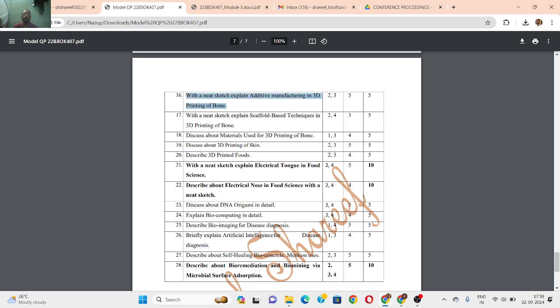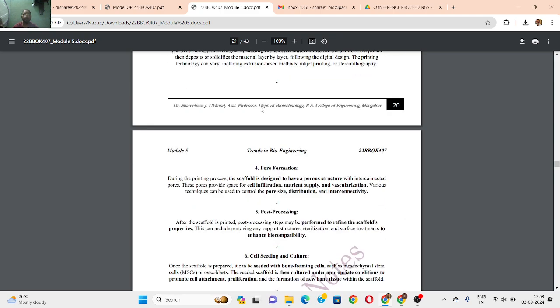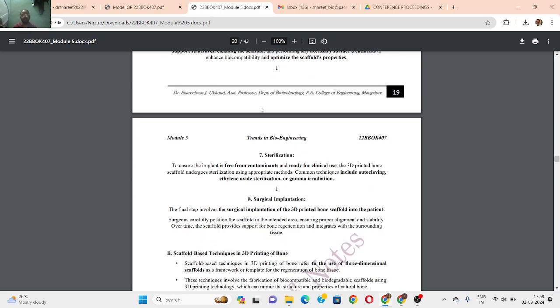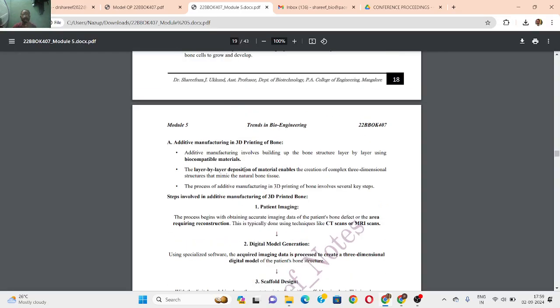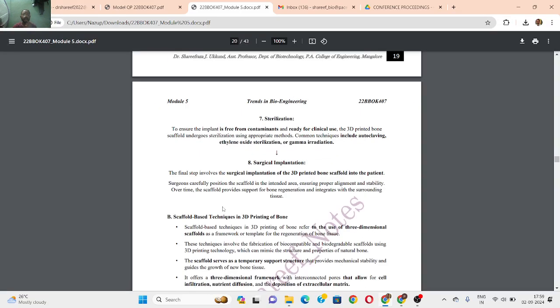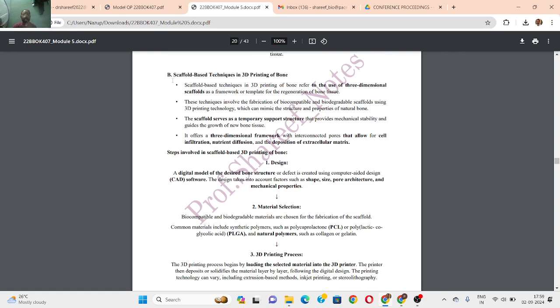For example, additive manufacturing in 3D bioprinting. In that we have additive, scaffold-based, additive-based. So this is additive-based. From here to here, this whole page and 1.5 pages will be there for 5 marks.